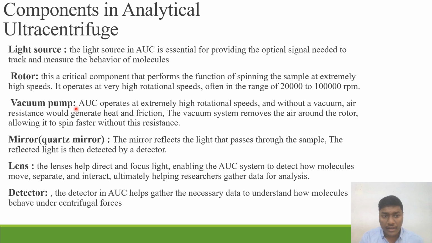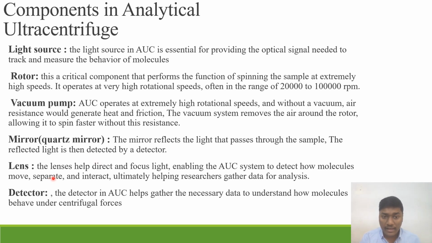And the vacuum pump. AUC operates at extremely high rotational speed. Without a vacuum, air resistance would generate heat and friction. The vacuum system removes the air around the rotor, allowing it to spin faster without any resistance. Mirror. We have seen a mirror in our schematic diagram. We generally use a quartz mirror as we are using UV light. The mirror reflects the light that passes through the sample. The reflected light is then detected by the detector.